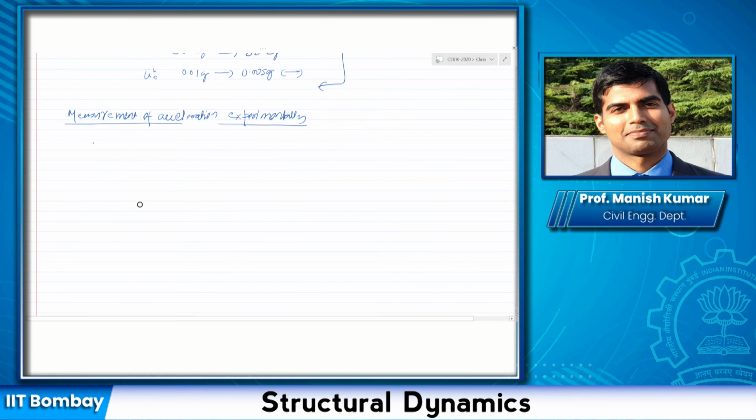Okay, and the instrument that we use to measure this acceleration is called an accelerometer. The concept of an accelerometer is very simple. It is basically a single degree of freedom system, a mass-spring-damper system, something like this.